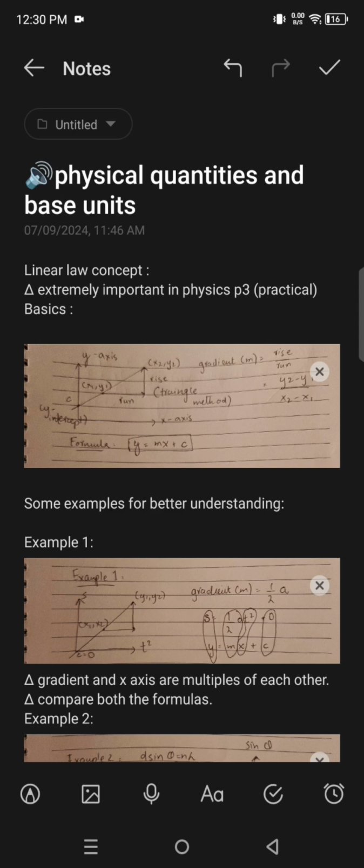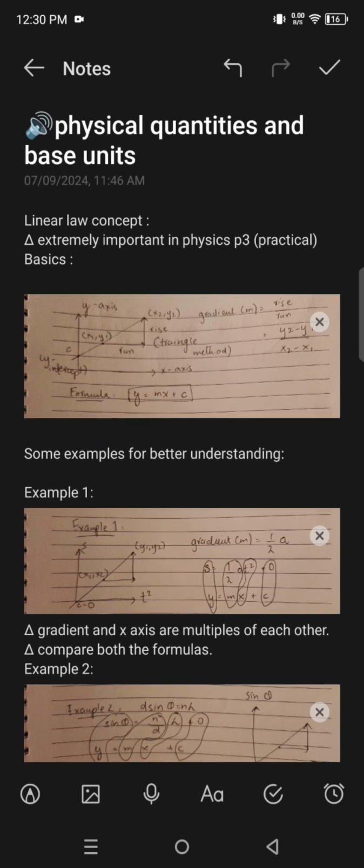I know you can visibly see what the y-intercept is from the graph, but there are marks for this also. You have to use the formula to find the y-intercept specifically. Then there are some examples for your better understanding.